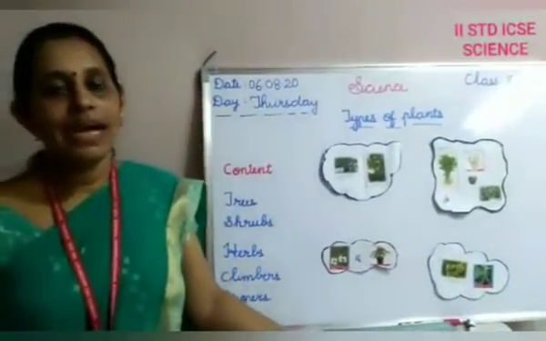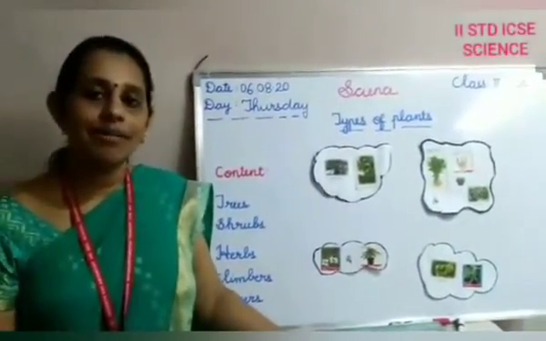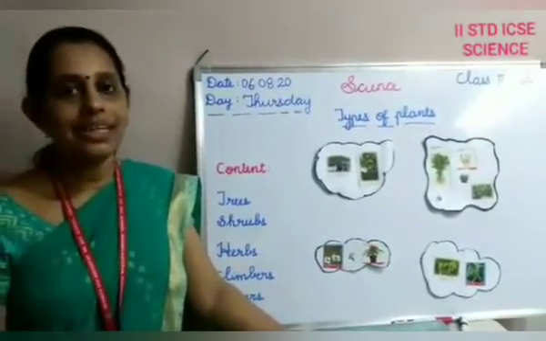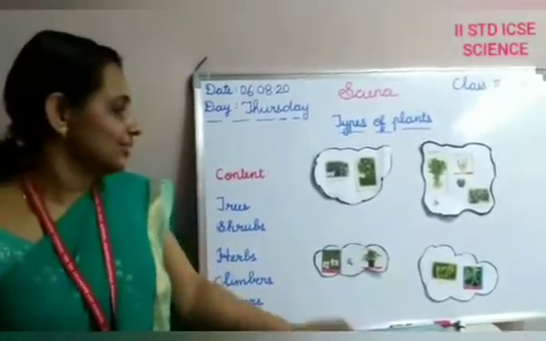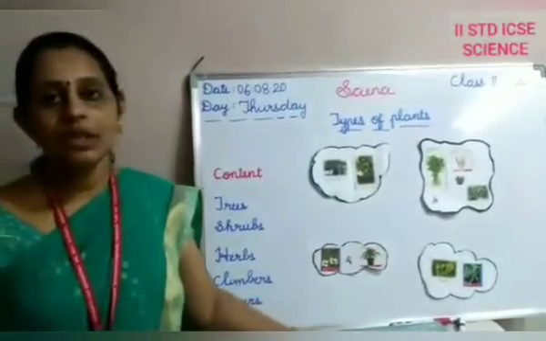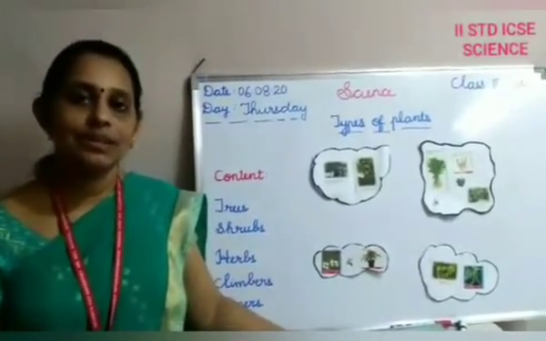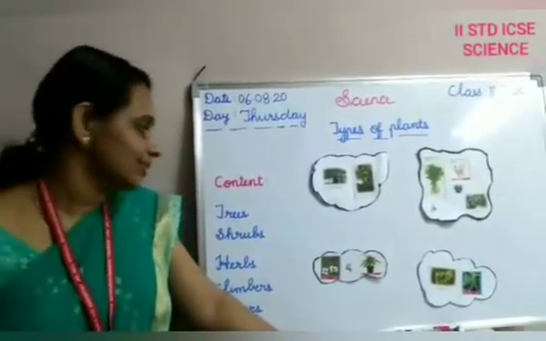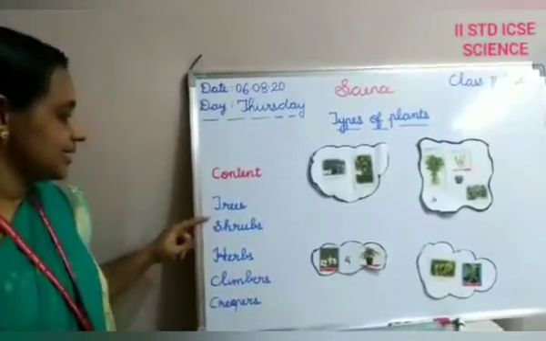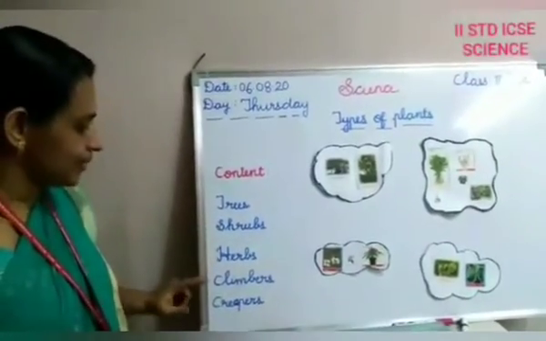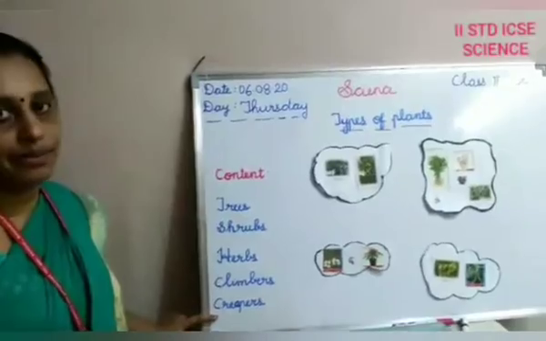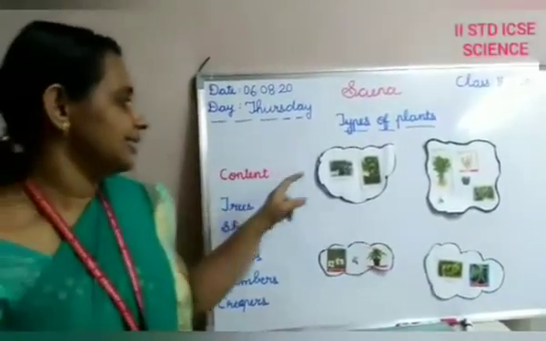Children, some plants are very big and some are very small. Okay, what is the name of the big plant? It is called trees. Based on the size and shape of the stem, plants are of different types. They are trees, shrubs, herbs, climbers and creepers. And the first one is trees.